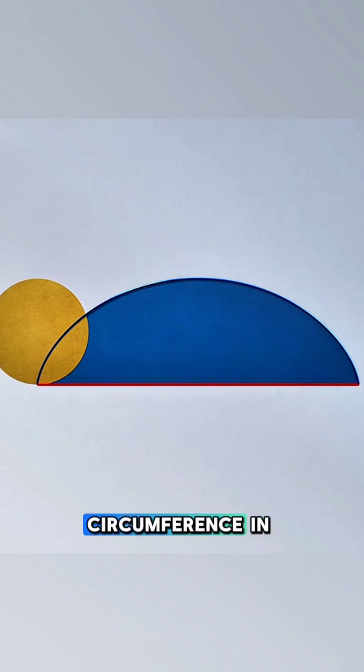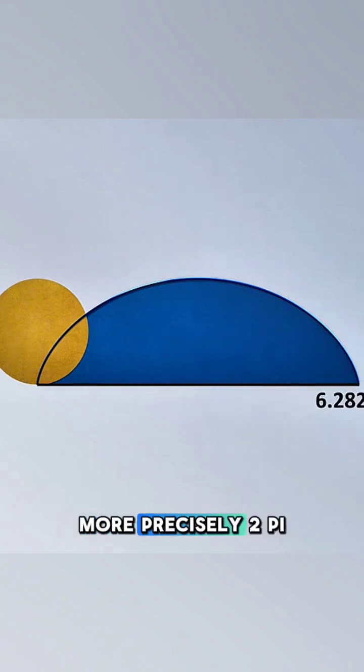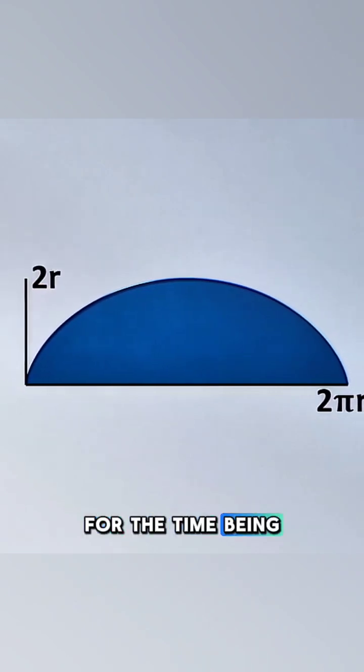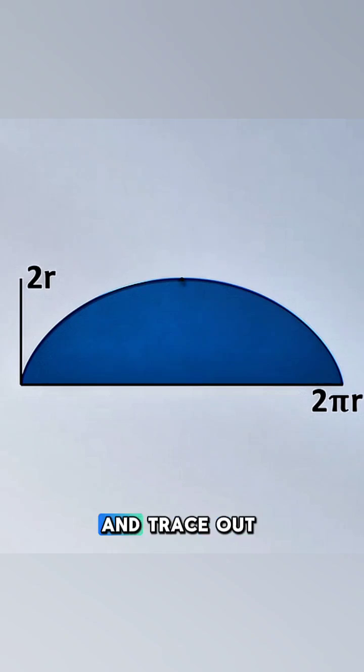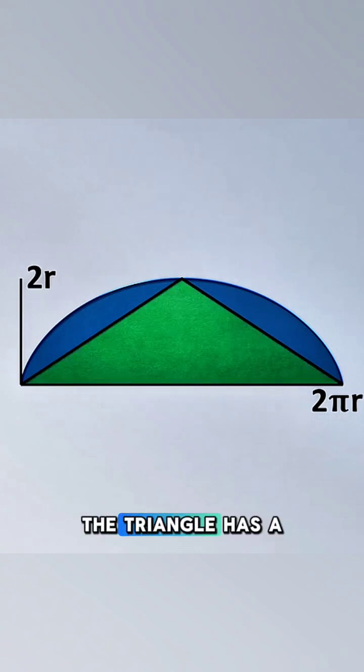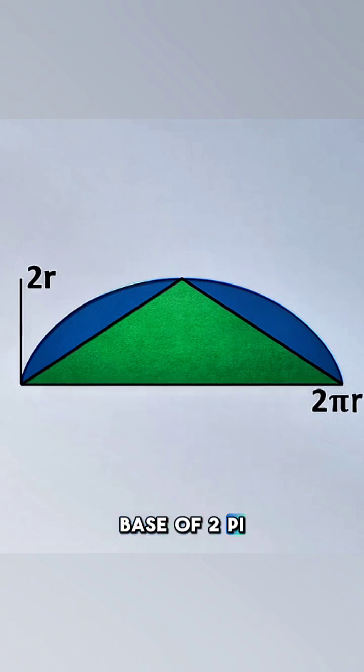We can measure a circumference in terms of the circle's radius. It takes just a little more than 6 radii to stretch along the circumference. More precisely, 2 pi radii. The height of the shape is the same as the height of the wheel, which would be 2 radii. For the time being, let's ignore the curving sides and trace out edges from the top center of the shape to the bottom corners, making a triangle.